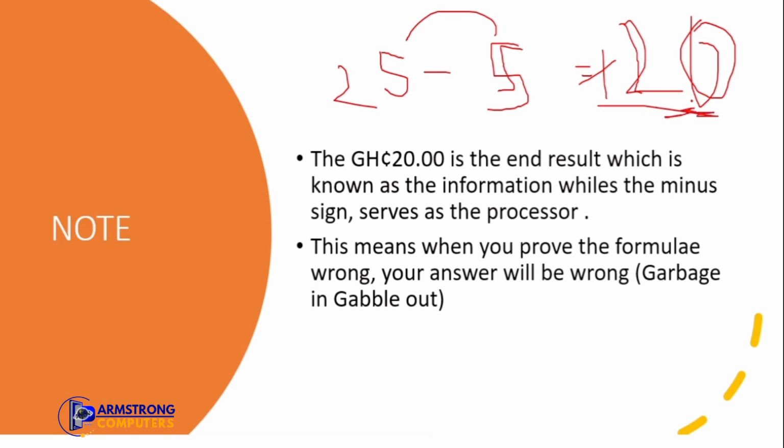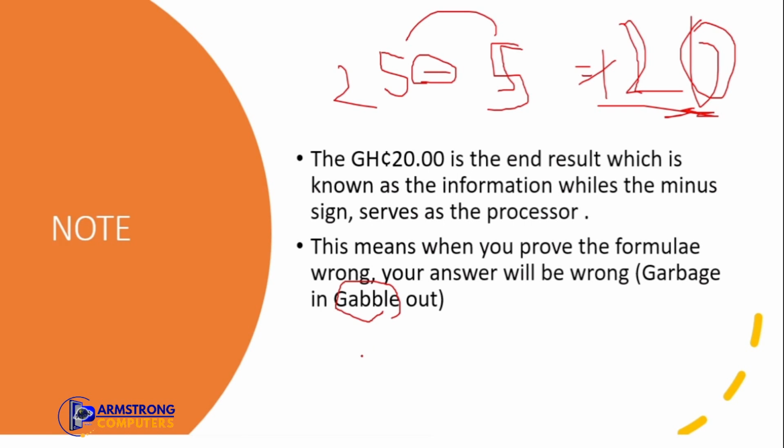We said the 20 Ghana cedis is the end result, which is known as the information, whilst the minus sign serves as the processor. This means when you prove the formula wrong, your answer will be wrong. Garbage in, garbage out. My spelling of garbage here is wrong, but you need to know it's garbage in, garbage out.